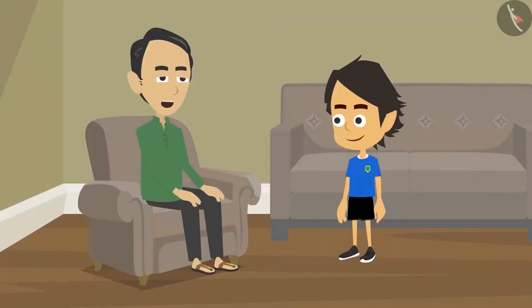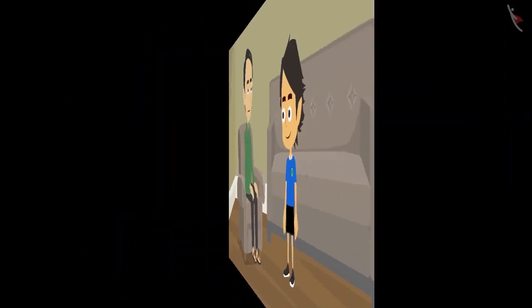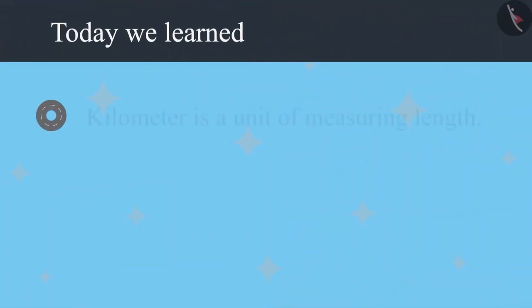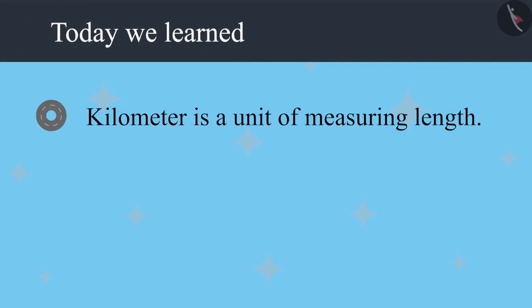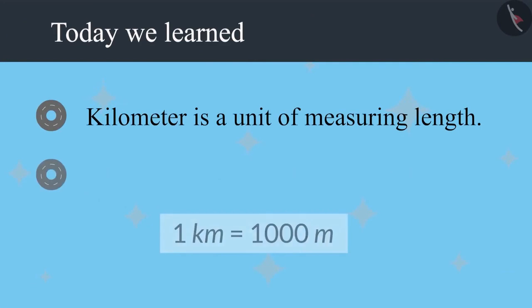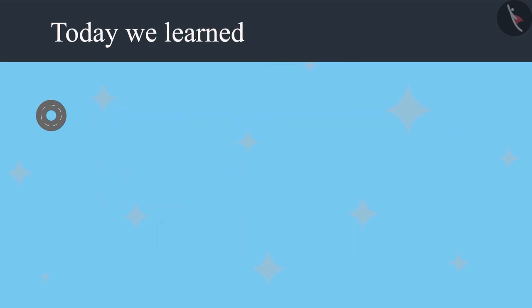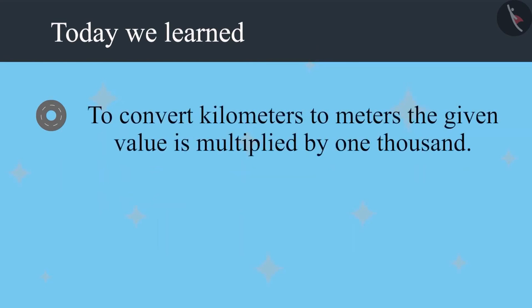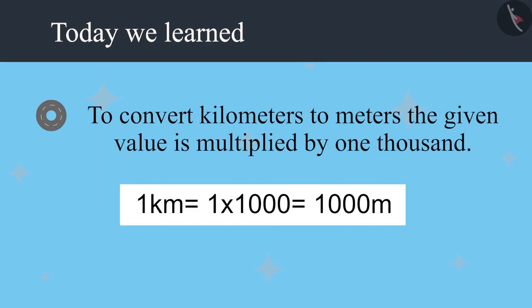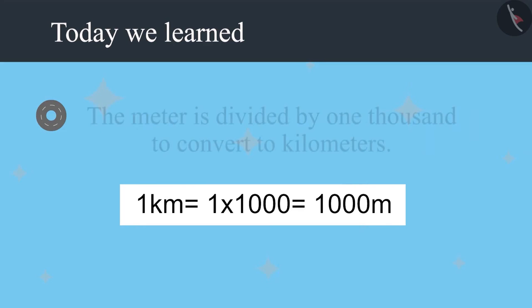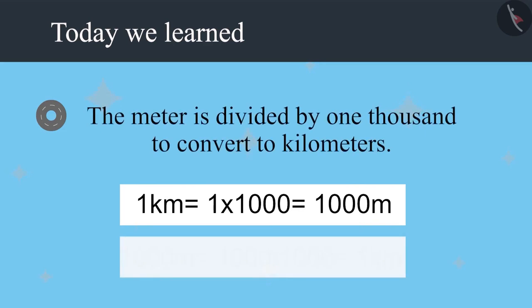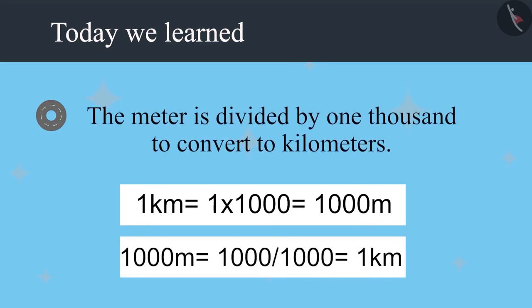Got it! Now check on the internet what all is worth visiting in Nainital and start planning so we don't miss anything. Today we learned that the kilometer is a unit of length measurement. There are 1000 meters in a kilometer. The given value is multiplied by 1000 to convert kilometer into meters. And meters are divided by 1000 to convert to kilometers.